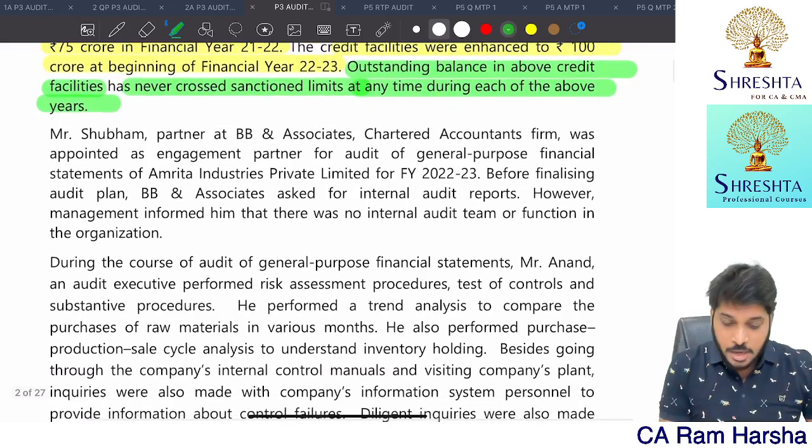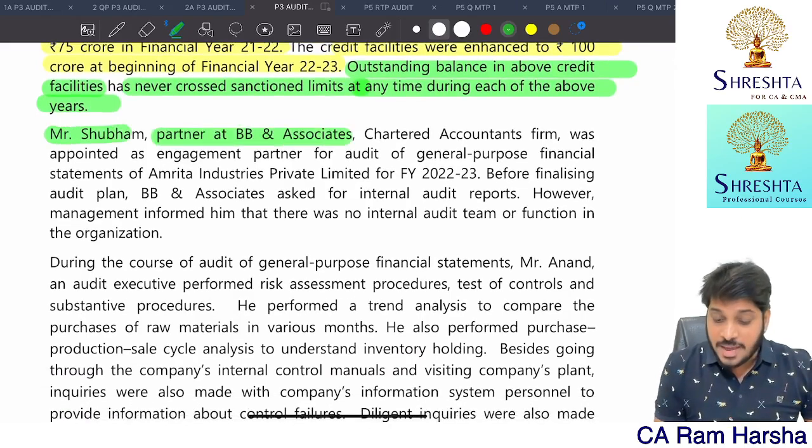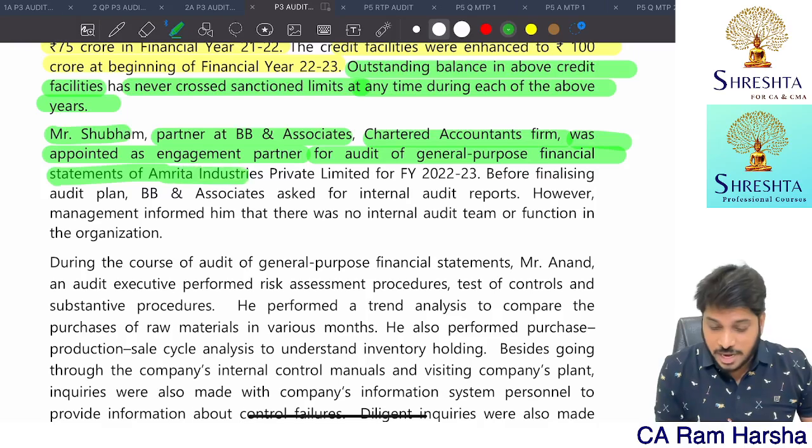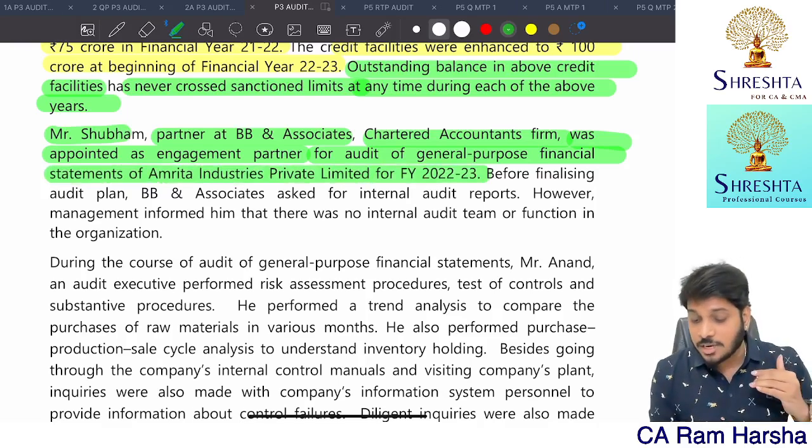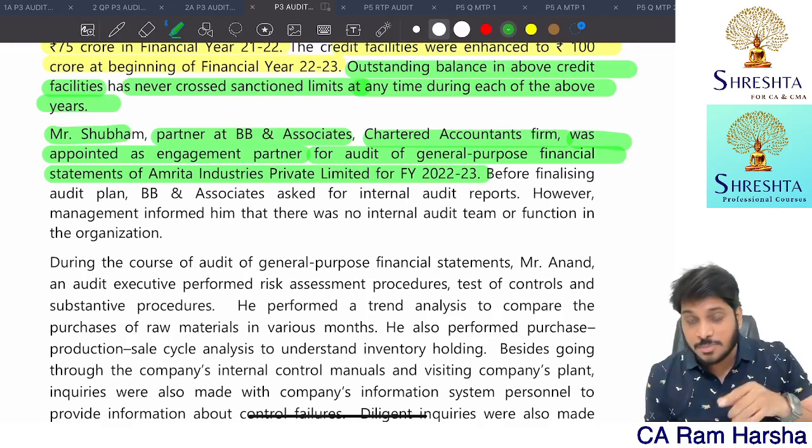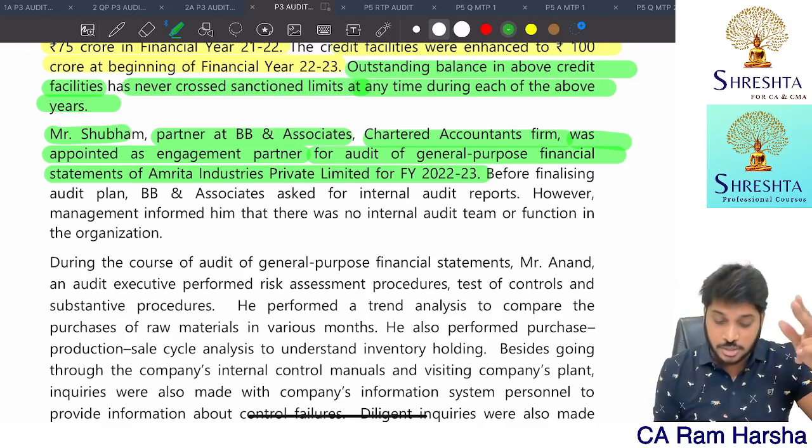Mr. Shubham, a partner of PB and Associates, Chartered Accountants firm, was appointed as engagement partner of the audit of the general purpose financial statements of Amrita Private Limited for 22-23. So now we are discussing the general purpose audit of Amrita Private Limited. The auditor is Shubham, partner.